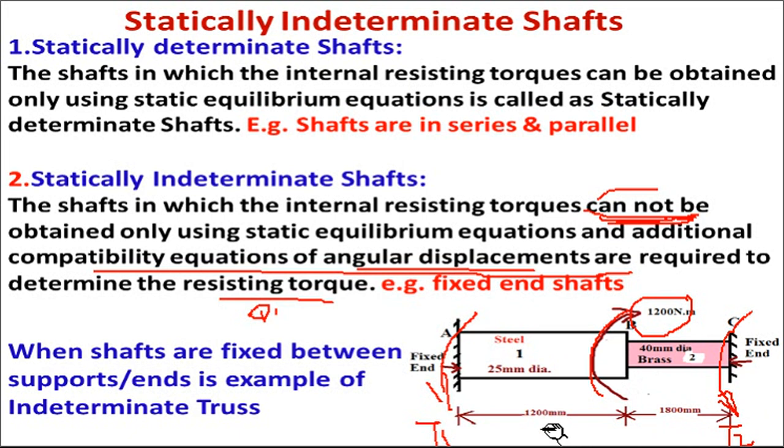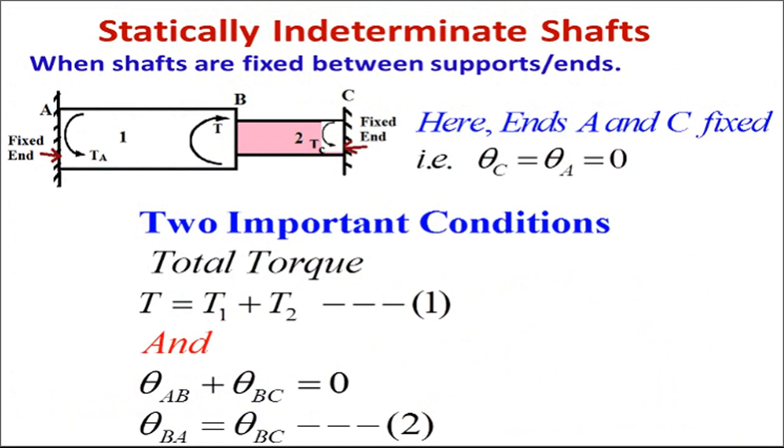Unknowns will be 3, and that can be solved by using static condition. So that will be now a statically determinate problem. But now in statically indeterminate shafts, how to solve that problem? Because it is fixed at both the ends. So here theta A and theta C both are 0. It is written over here because of fixity. Whenever it is fixed, their slopes are 0.